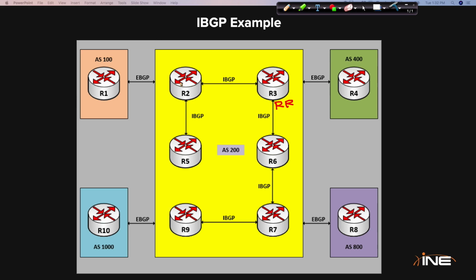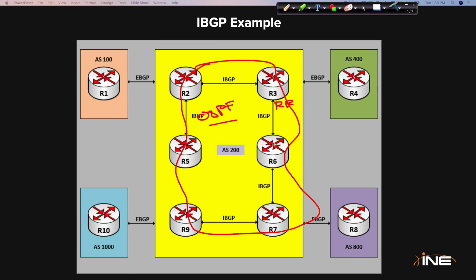Is R2 reachable? If there's no IGP running internally between 2 and 6, then obviously the next hop would not be reachable. In that case, it would not install the route in the routing table. However, because internally I may be running some kind of IGP here, maybe I'm running OSPF, in that case for R6, the next hop R2 would be reachable through OSPF. So now when R6 gets the route, because the next hop is reachable, he installs the route in his routing table, and now he would advertise that route to R7.